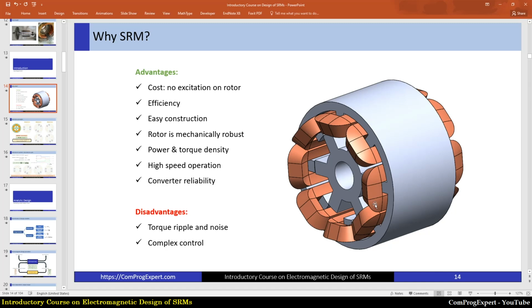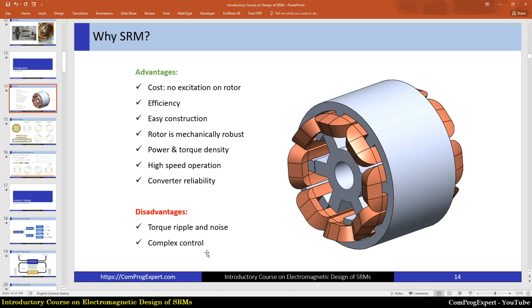To reduce this torque ripple, we have two options. We can optimize the rotor core geometry or use complex control methods to reduce the torque ripple. So the control of this motor is complex, and to have a smooth torque, we should implement a complex control method.